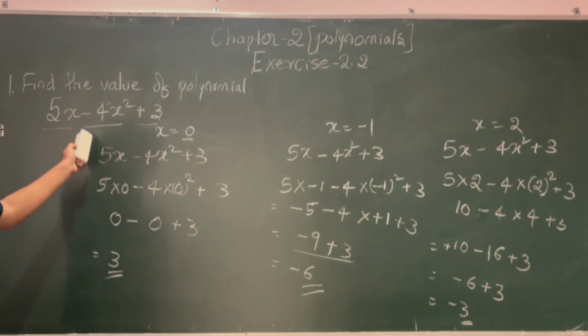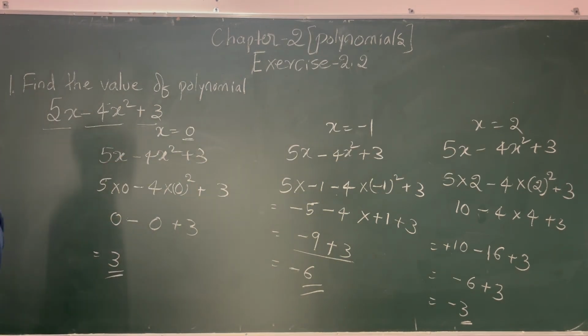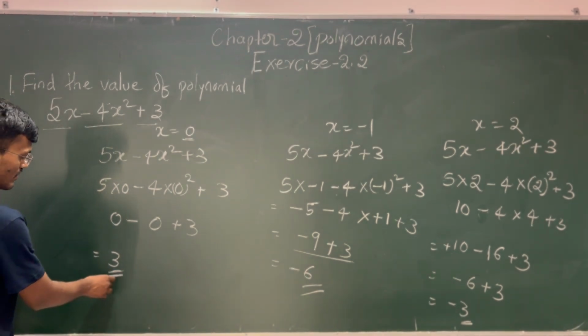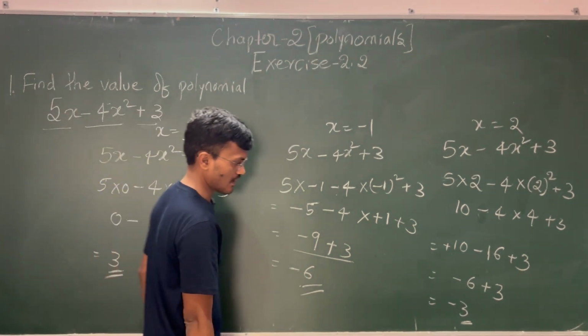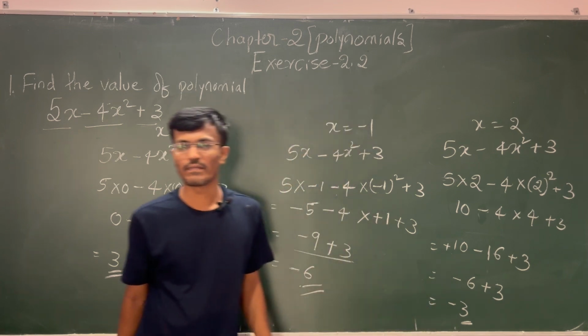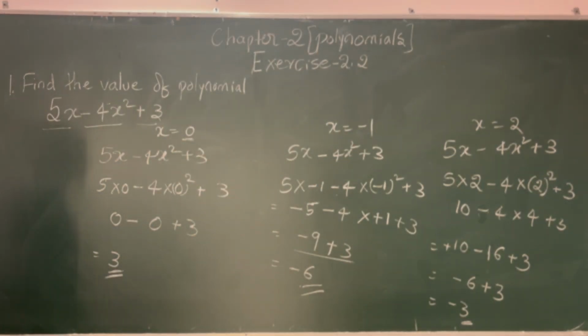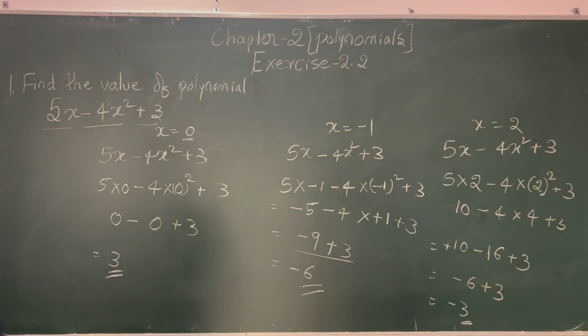So for 5x minus 4x square plus 3, the answers are 3, minus 6 and minus 3. And we will continue with question number 2. Thank you.